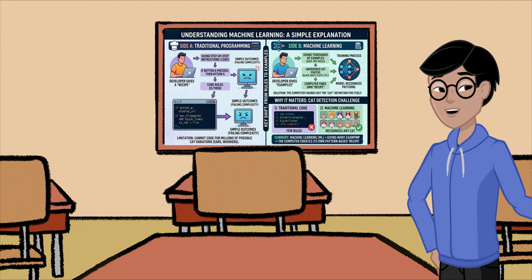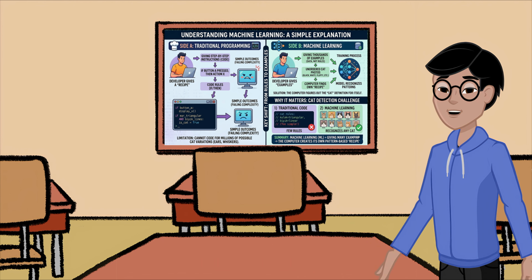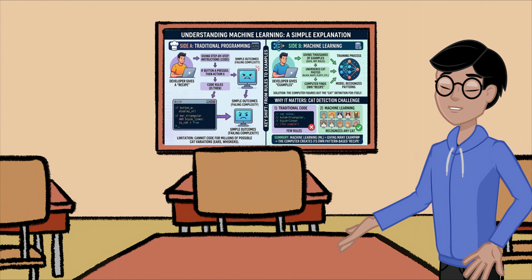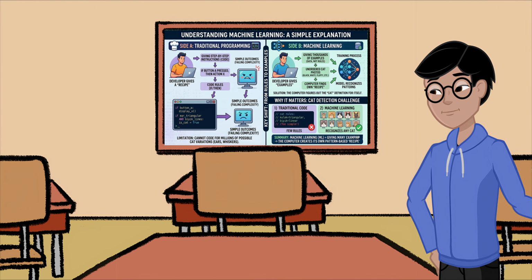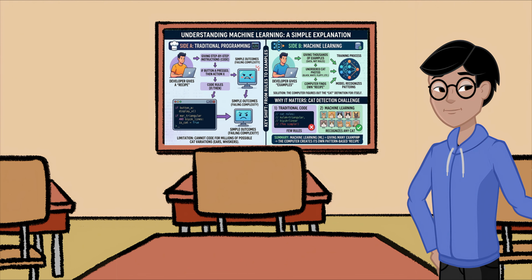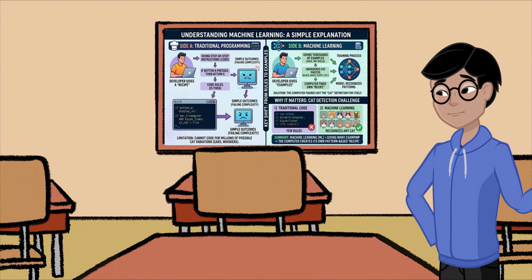In the past, when we wanted a computer to do something, we would tell it step by step what to do, like giving it a recipe. If this key is pressed, do this. If this data comes in, show this. We call this traditional programming, but the world has become much more complex.